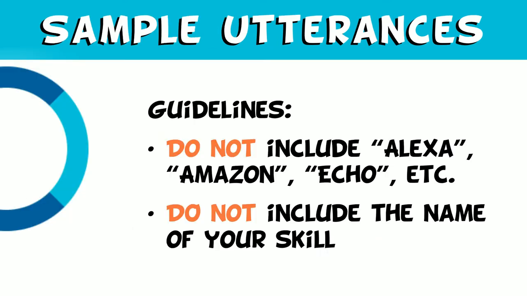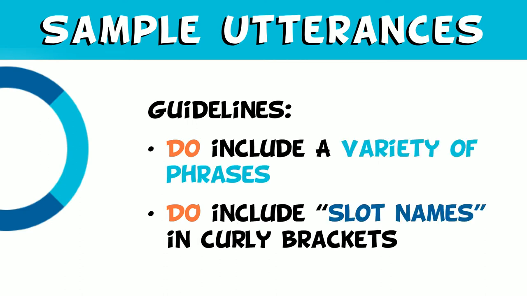So some guidelines for sample utterances: don't include Amazon or Alexa or Echo in your sample utterance, and don't include the name of your skill. So this is just the last bit. Remember when we talked about those three parts of the interaction, and this is just the last bit that the user needs to say.